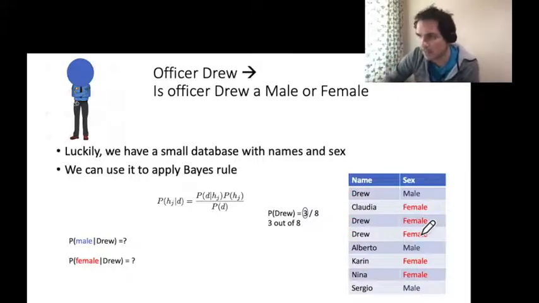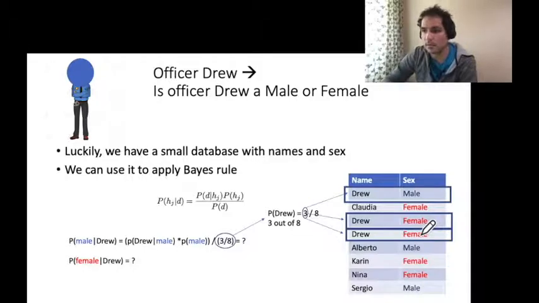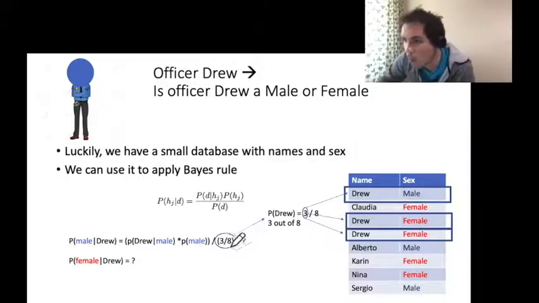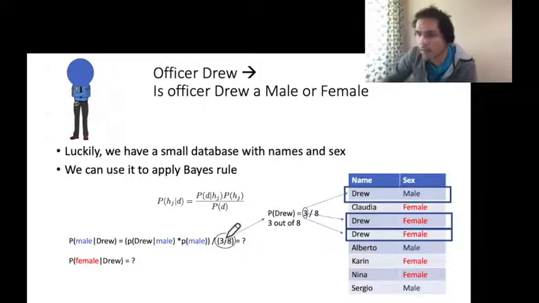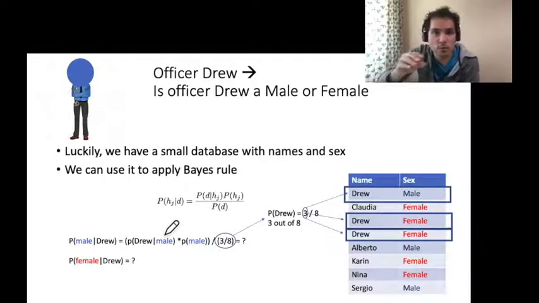Okay, so we know that this is the probabilities. We know that we have 3 Drews out of 8 persons, or 8 candidates. So now we complete this portion of the equation. We need to complete that for all the other portions of my equation. And once we have all those numbers, we are done.